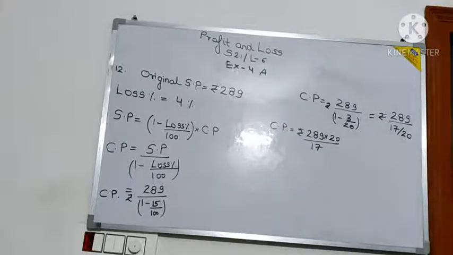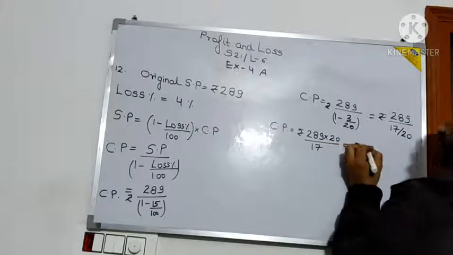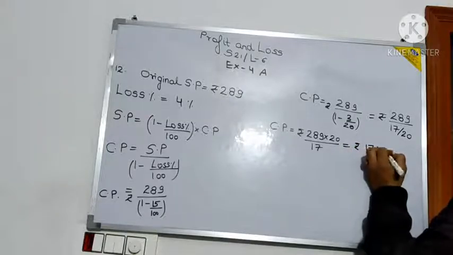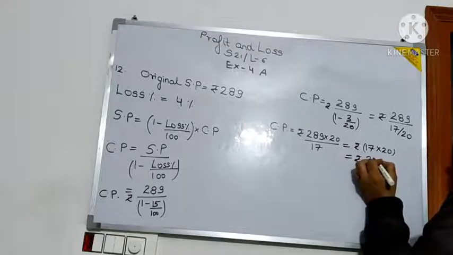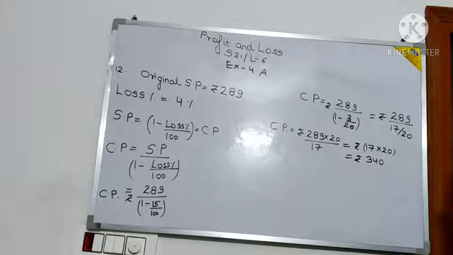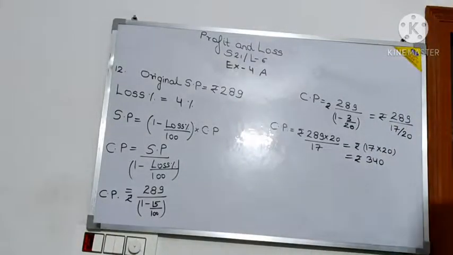So 289 by 17. What is 17 square? 17 square is 289 only. So it will be going 17 times only. So it will be rupees 17 into 20, that means rupees 340. So 340 rupees is the CP. So see, 340 for the CP there, and SP is 289. That's why the loss is how much percent? Loss of 15%, not 4%, 15%.